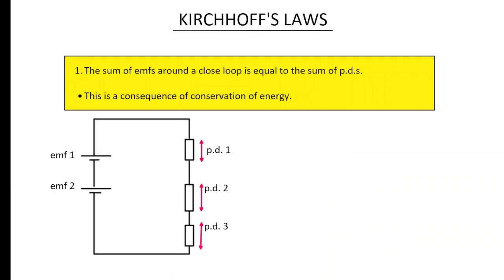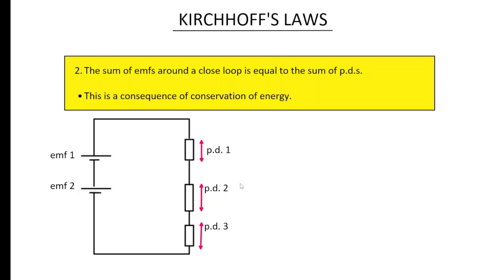Right, now let's look at Kirchhoff's second law. The second law says that the sum of EMFs around a closed loop is equal to the sum of PDs. So if you look at a very simple circuit like the one you can see here, you've got two power supplies, EMF1 and EMF2. There are three resistors in this example, potential difference 1, potential difference 2, potential difference 3. I can call them V1, V2, V3, something like that.